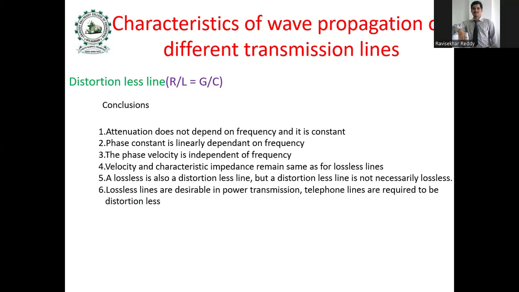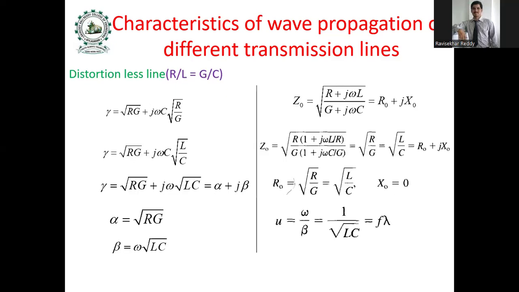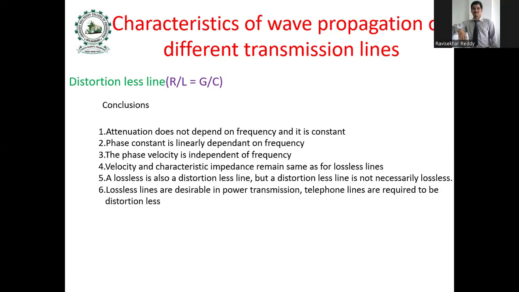Velocity and characteristic impedance remain the same as for lossless lines. So velocity and phase constant, these two equations are same for both lossless line and distortionless transmission line. A lossless line is a distortionless line, but a distortionless transmission line is not necessarily lossless. So here lossless transmission lines are desirable in power transmission, whereas telephone lines are required to be distortionless.